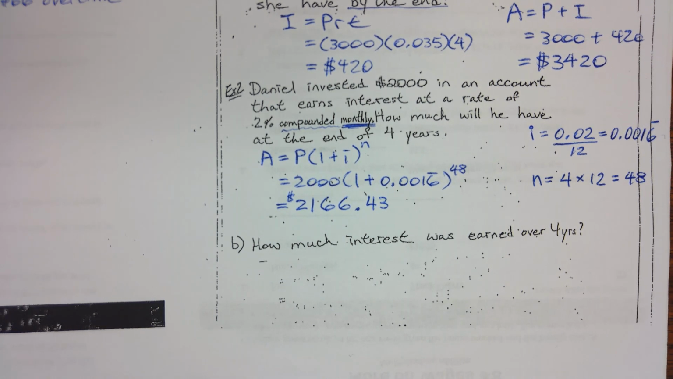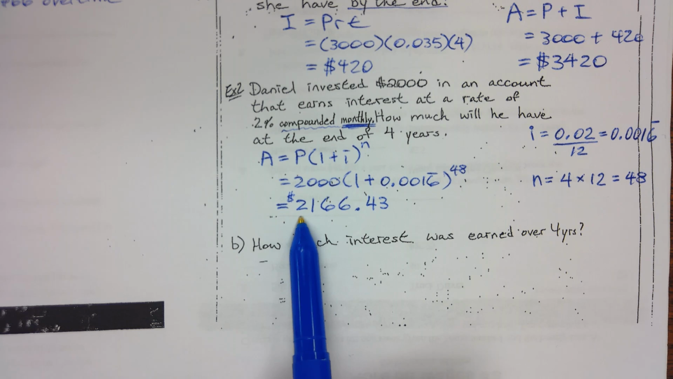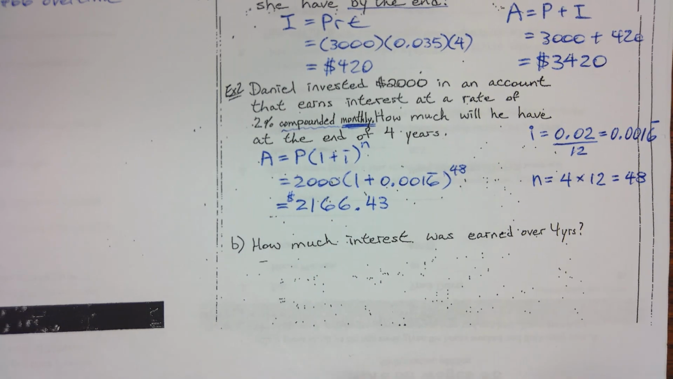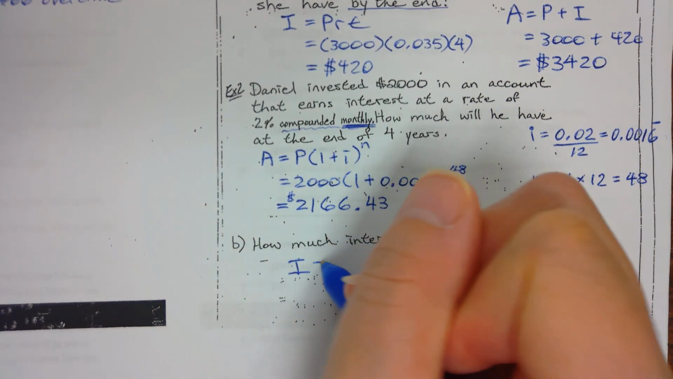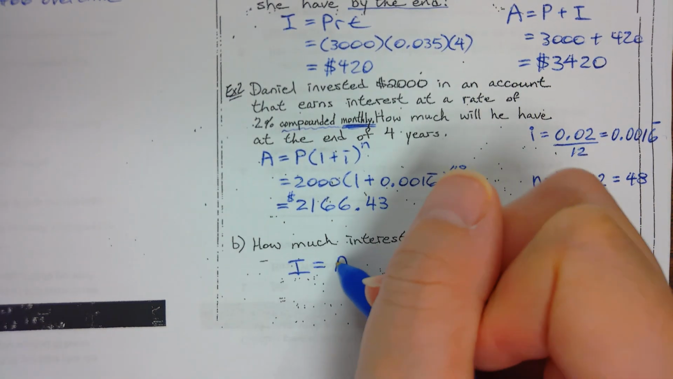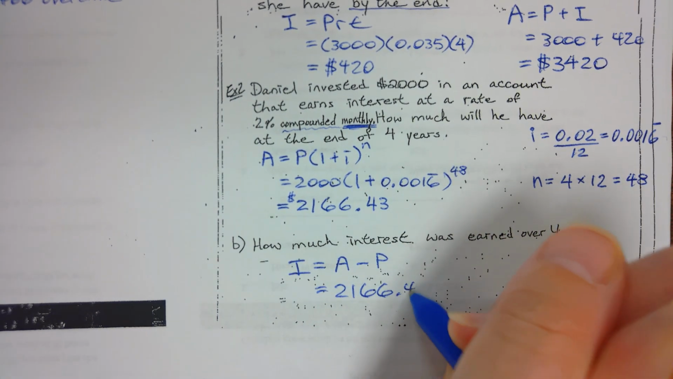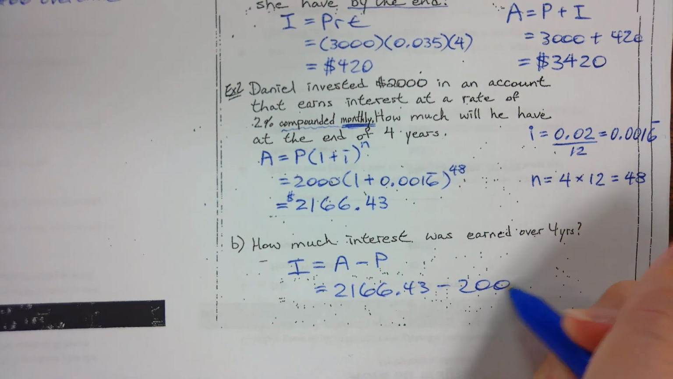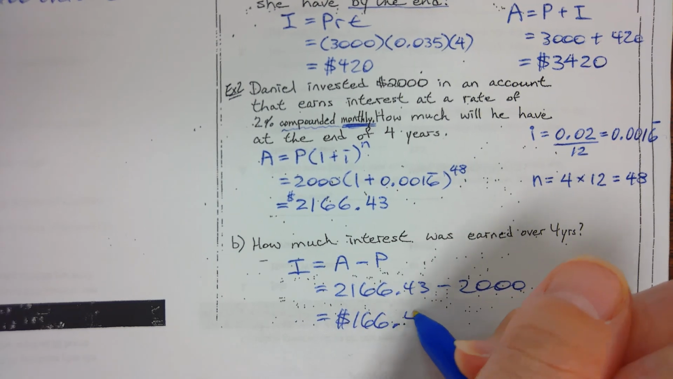Did I make so much in interest? Did I make $2,000 worth of interest here? Oh, how much did I make in interest? Yeah. What happened to that 2,000? Yeah, that was yours. That was yours to begin with. Right? So interest in this case would be the amount take away your principal. So take away the $2,000 that was originally yours. That means in interest I earned $166.43.